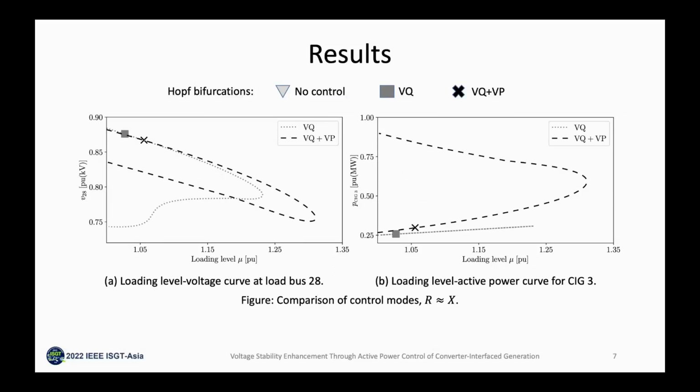Similar conclusions can be obtained for the higher R/X ratio radial network. In a resistive network, the voltage has stronger sensitivity with respect to the active power than the reactive one. So, as expected, the controller improves the voltage instability margin more significantly in a higher R/X radial network.